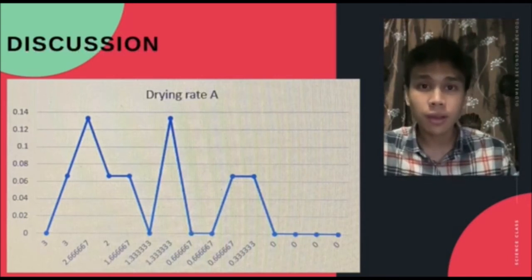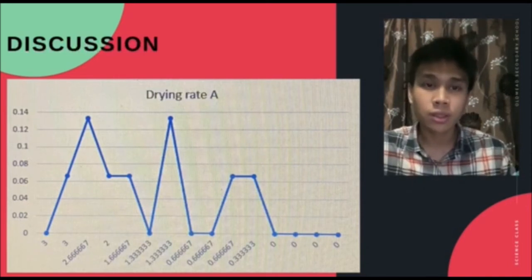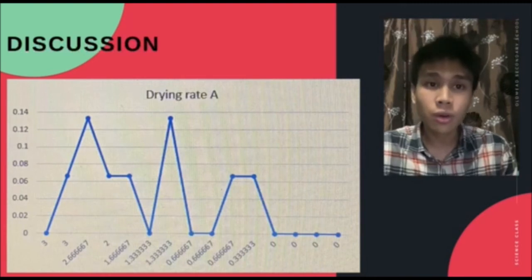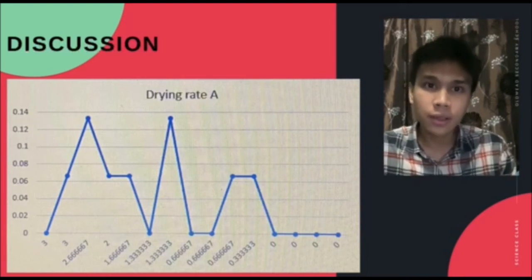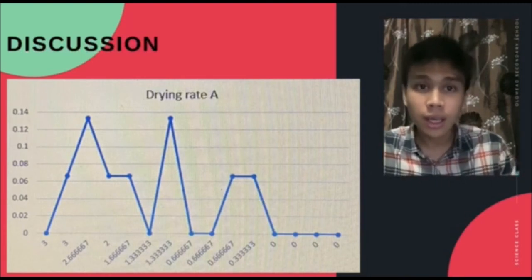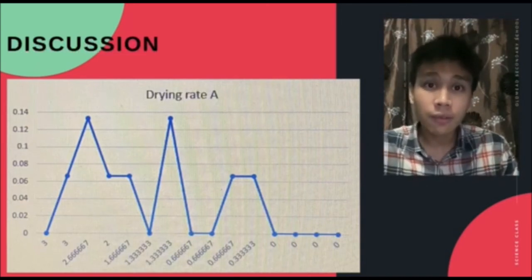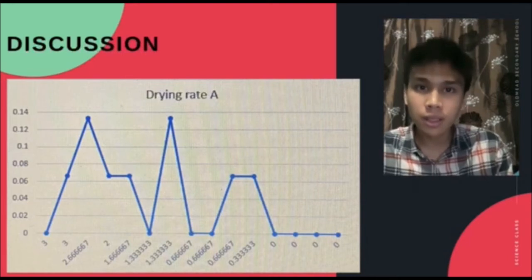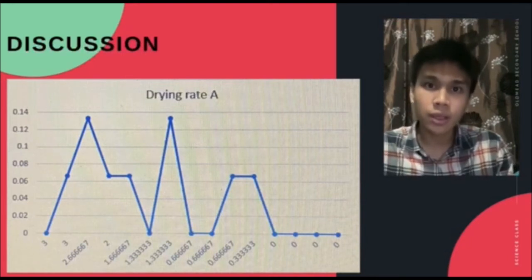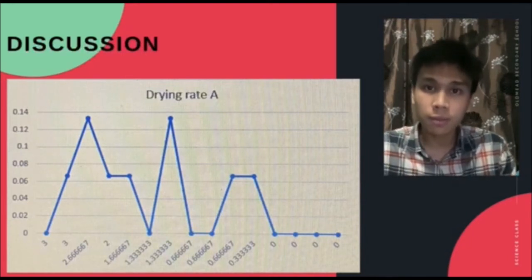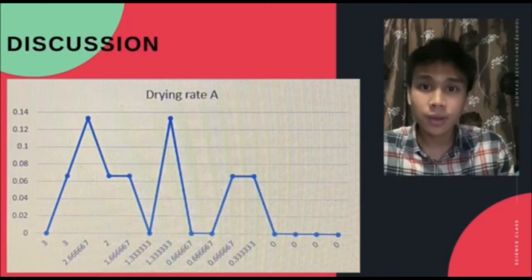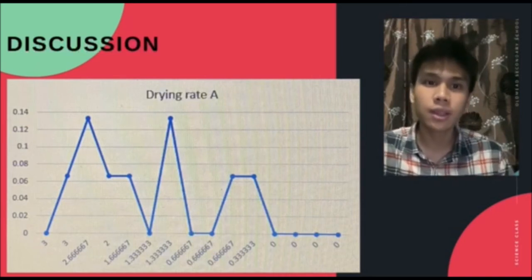Based on the graph, for sample observation A, the mass recorded was 12 grams for 0 and 5 minutes, 11 grams for 10 minutes, 9 grams for 15 minutes, 8 grams for 20 minutes, 7 grams for 25 and 30 minutes, 5 grams for 35, 40, 45 minutes, 4 grams for 50 minutes, and 3 grams for 55, 60, 65, and 70 minutes.